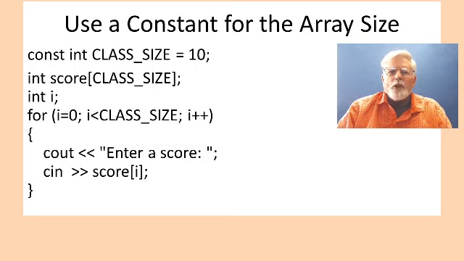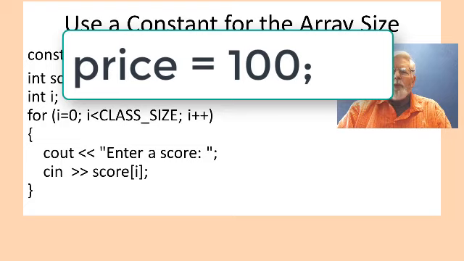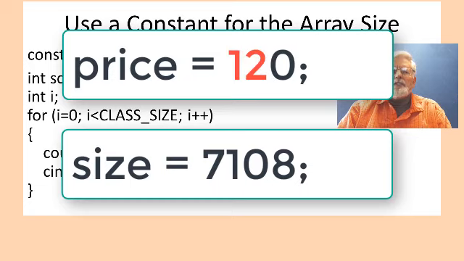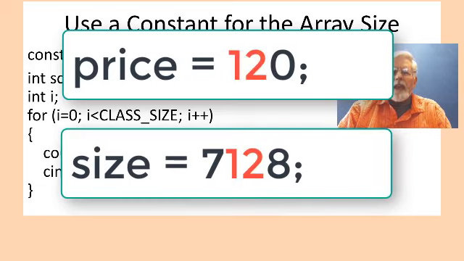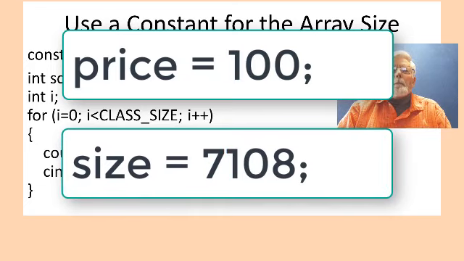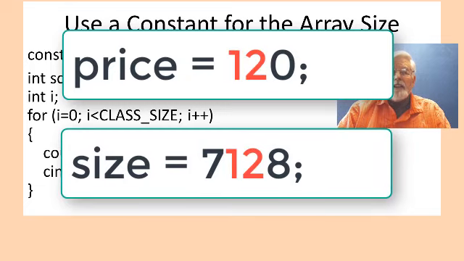Or even worse, if you wanted to change the size of the array from 10 to 12 and then used find and replace in the editor to change all the 10s to 12, a value of 100 would also be changed from 100 to 120, and a value of 7108 would be changed to 7128. This is probably not what would be desired, but unintended find and replaces have happened to me.